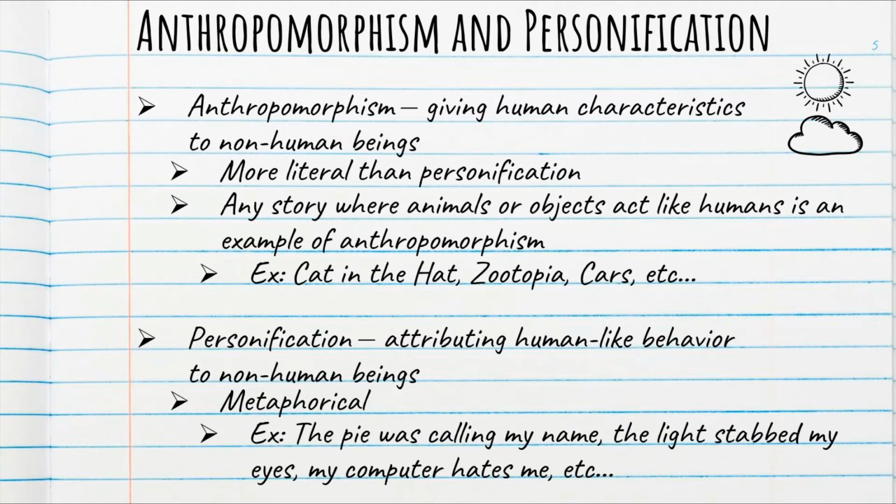Pie was calling my name. I'm hungry for that pie. The light stabbed my eyes. The light was very bright. My computer hates me. Something's not working. All right? So we use personification as a way to make comparisons or to better get across a certain emotion that a character is having.